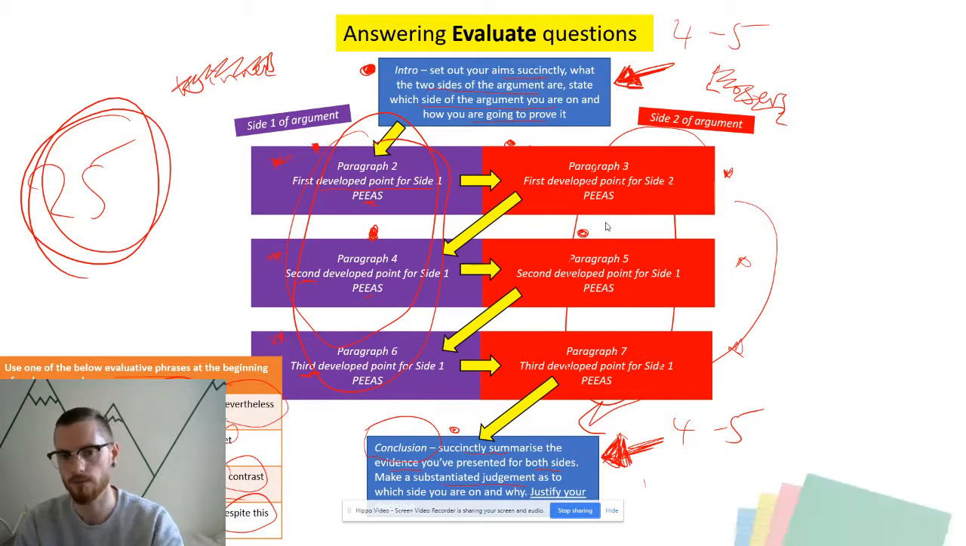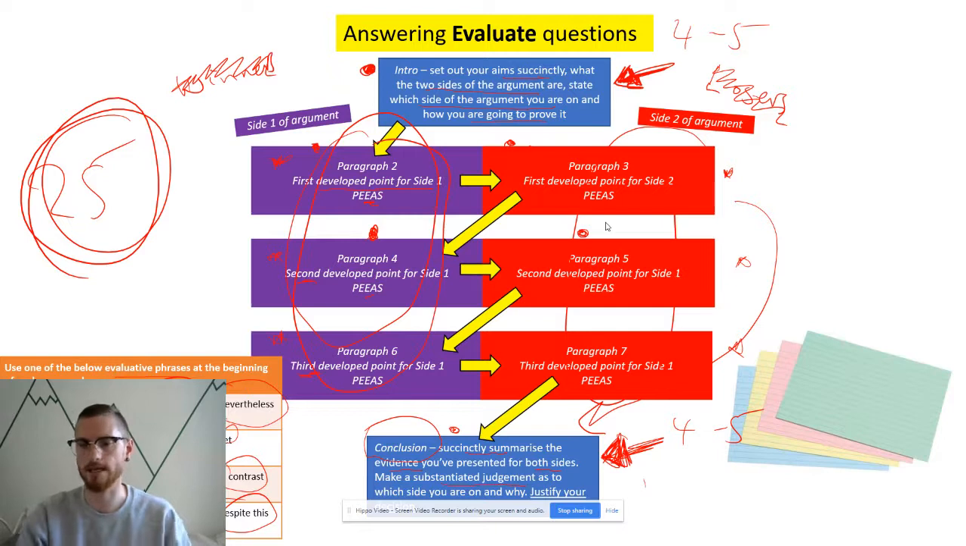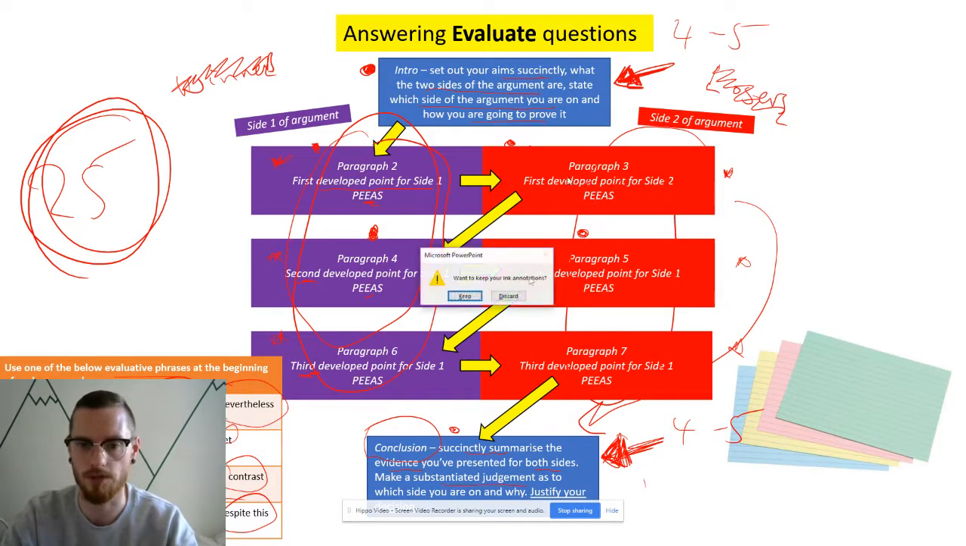Okay? Now, what I would say here is, I'm going to just discard this because it looks a mess.